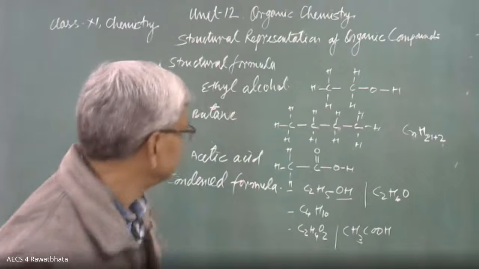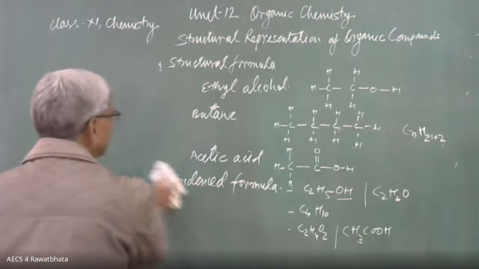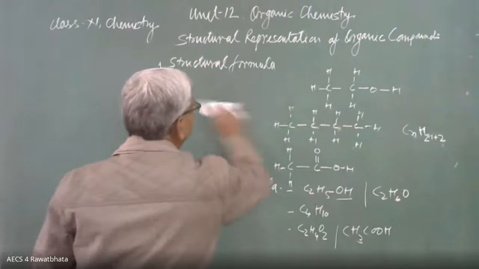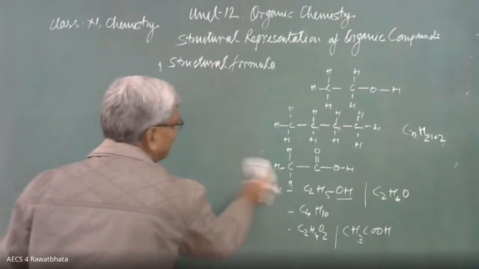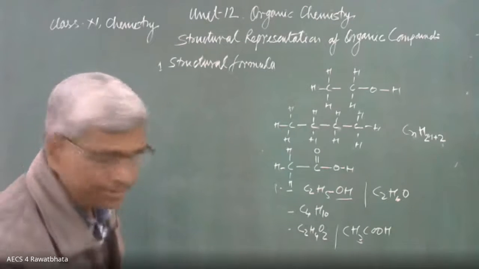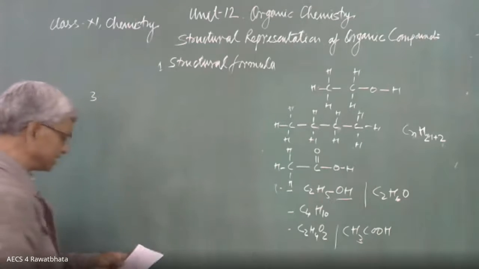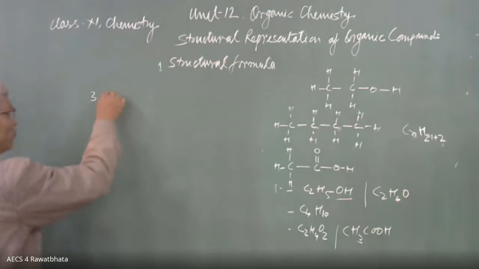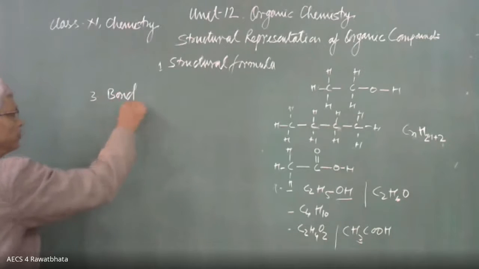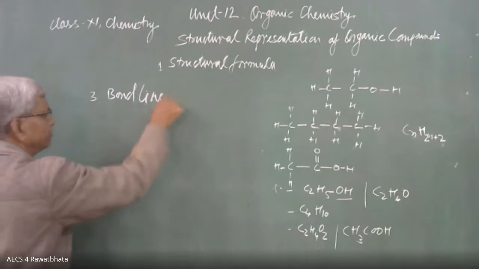Okay. Another way to write is the third type. The third one is the bond line formula, most important, new for you, bond line formula.